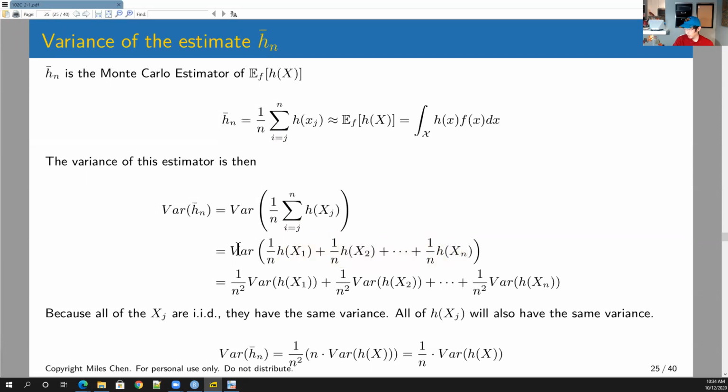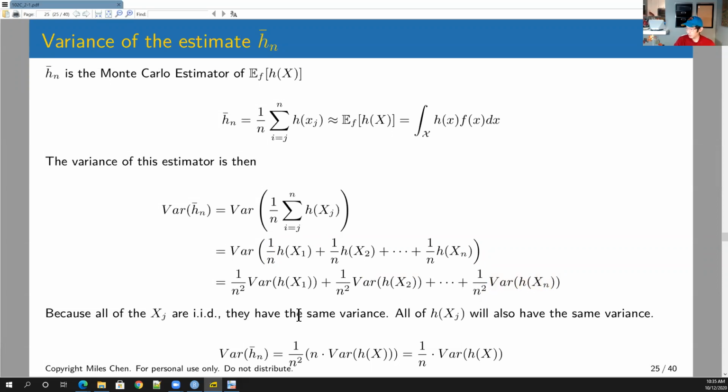Whenever you have a constant multiplied by something in the variance, if you pull out the constant, it becomes the square of the constant, right? So if I pull out 1 over n outside of the variance, I'm going to get 1 over n squared. We can break up the variance of the sum into the sum of all of these variances. Each of these becomes 1 over n squared times the variance of h of x1, 1 over n squared times the variance of h of x2, up to 1 over n squared times the variance of h of xn.